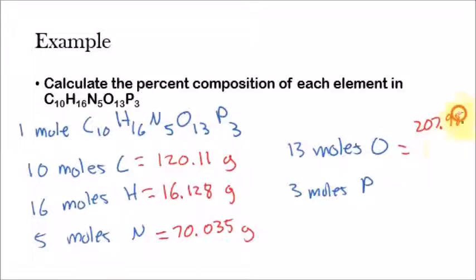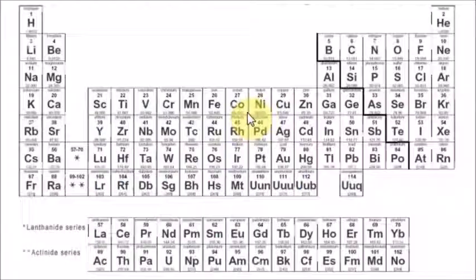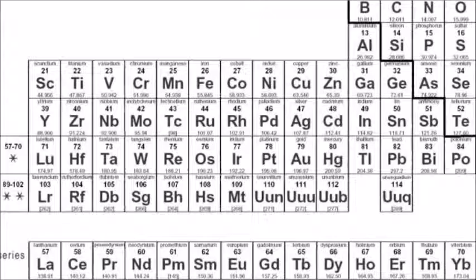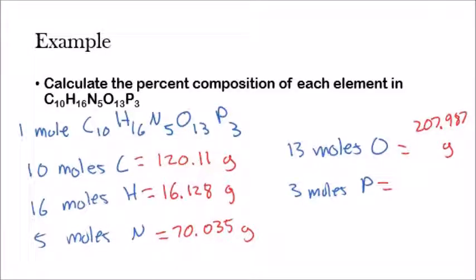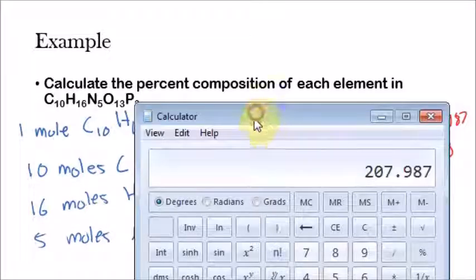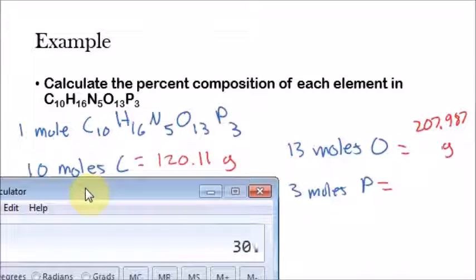207.987 grams. Okay. And then for phosphorus, I don't actually know this information. Phosphorus has an average atomic mass of 30.974. Therefore, 1 mole of phosphorus will have a mass of 30.974 grams. So in order to get 3 moles of phosphorus, just multiply that together. 30.974 multiplied by 3. So 3 moles of phosphorus is going to have a mass of 92.922 grams.